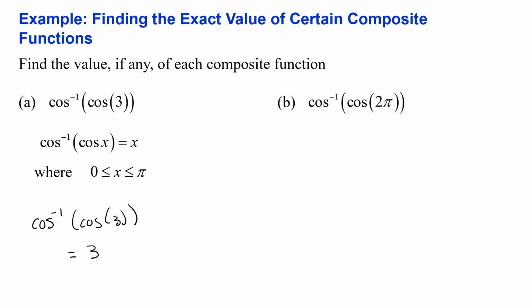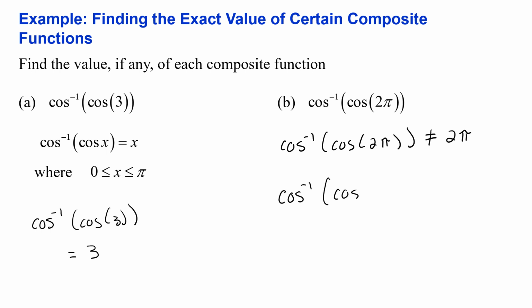Part B is the composition, inverse cosine composed with cosine of 2 pi. Now here, x equals 2 pi is not in the interval of 0 to pi. Therefore, we cannot say that inverse cosine of cosine of 2 pi equals 2 pi. Those things are not equal. Instead, let's evaluate the quantity of cosine of 2 pi first. So we know that cosine of 2 pi equals 1. Therefore, inverse cosine of cosine of 2 pi is equal to inverse cosine of 1.